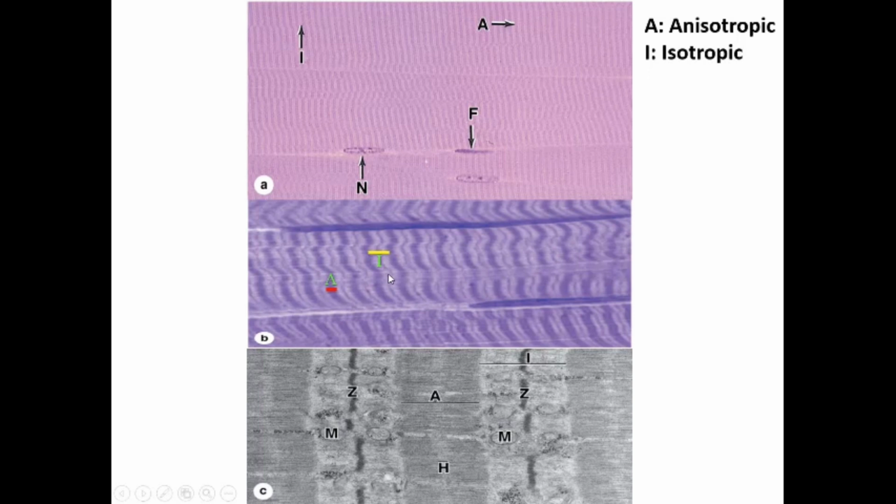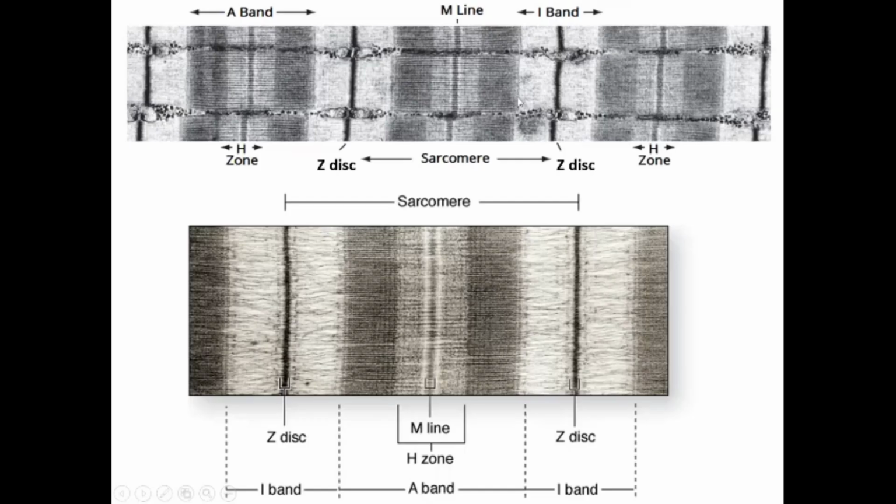When we magnify more, we can see the I band bisected by another dark line called the Z disk. Z comes from zwischen, a German word meaning between. So each I band is divided into two equal parts by a Z disk. Under the electron microscope, again we can see the Z disk, I band, and A band.